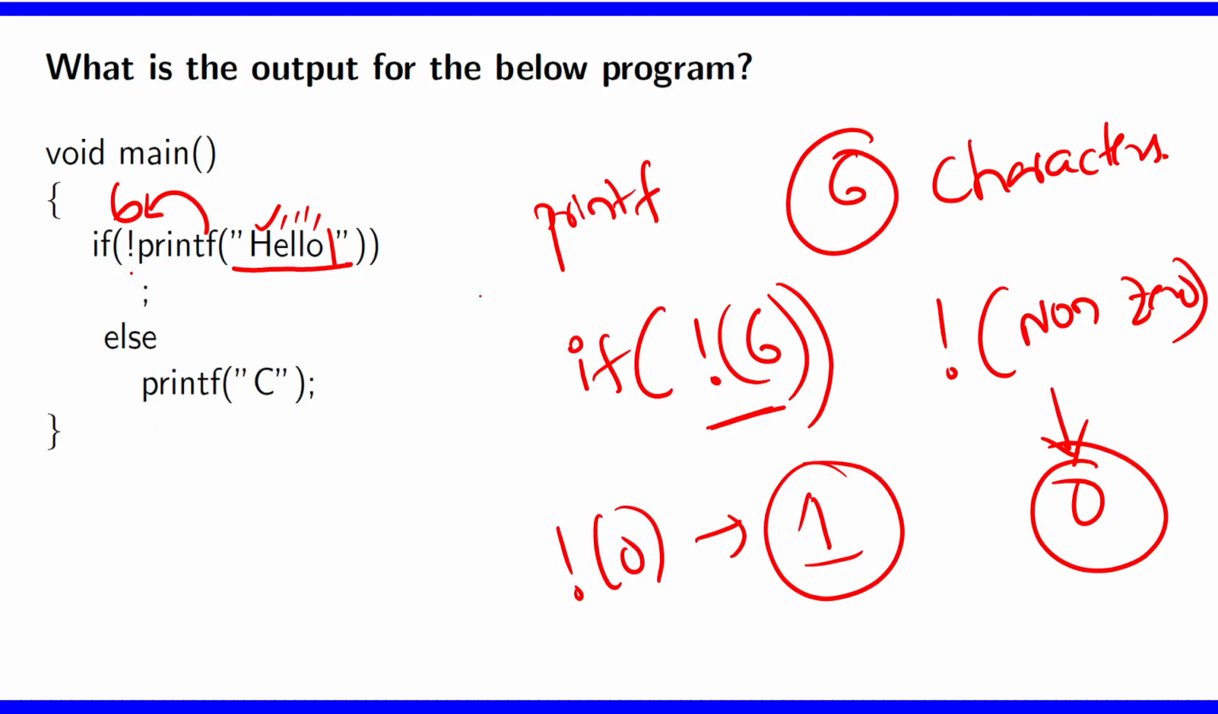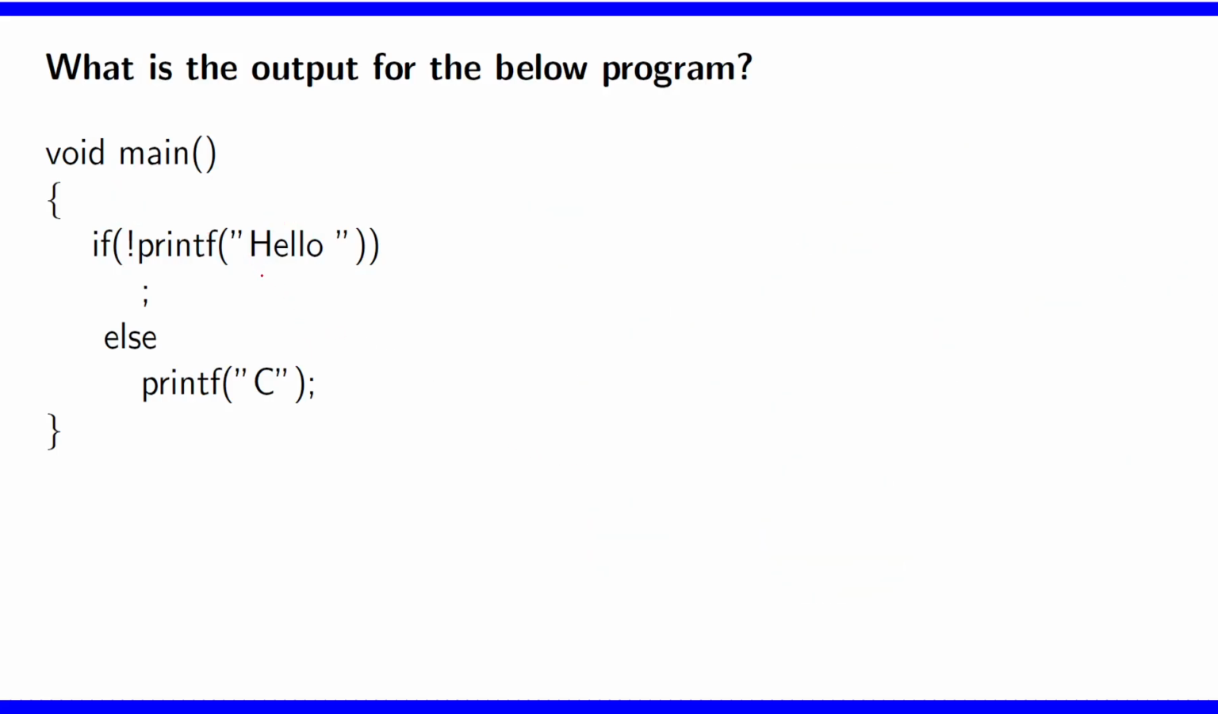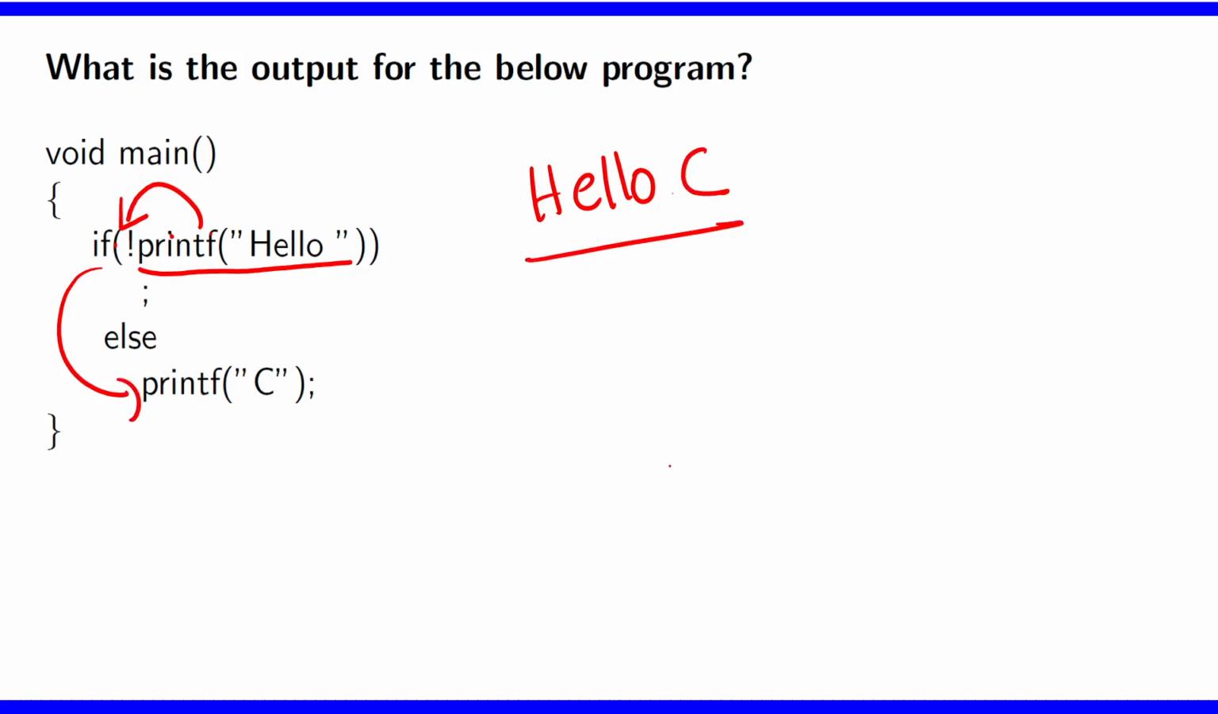What is the mistake? The answer is not C, it is hello C. Because this is a printf statement, it has to be printed first. Wherever there is a printf statement, it will be printed first. So the output will be hello with some space. Then it will return the value 6, not of 6 is 0. Then it will come to the else part and give C. Hello C is the answer for this problem.